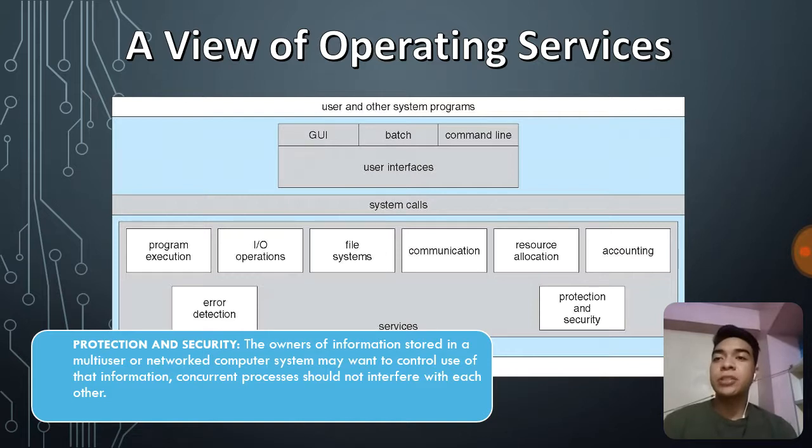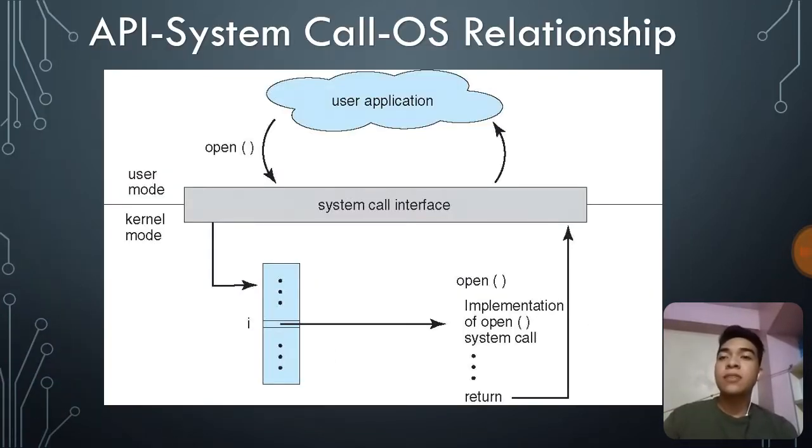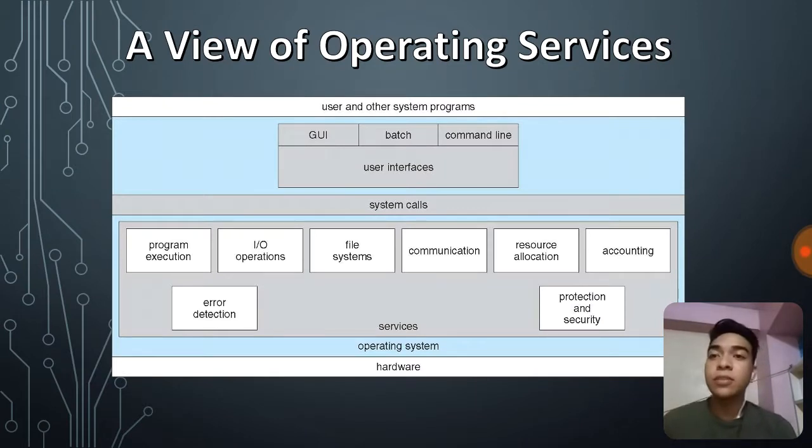Next to it is the protection and security. Here, the owners of information stored in a multi-user or network computer system may want to control use of that information. Concurrent processes should not interfere with each other. So those were the services of an operating system.